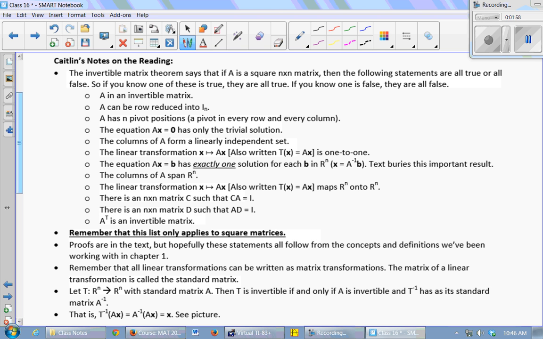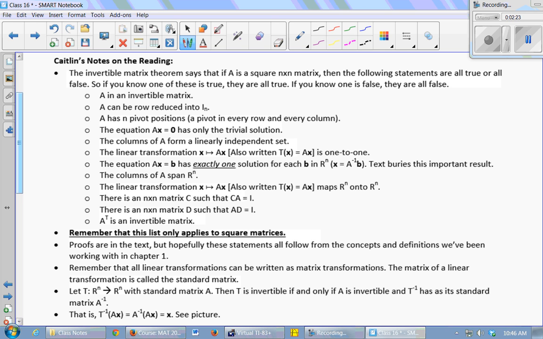So A is invertible means that A can be row reduced into the identity matrix. We talked about that last class. That's what it means to be invertible. And it means A has n pivot positions. If it can be row reduced into the identity, it's got to have a pivot all along the diagonal. There would be n of those. And if it's a square matrix and it has n pivot positions, that means there has to be one in every row and one in every column.